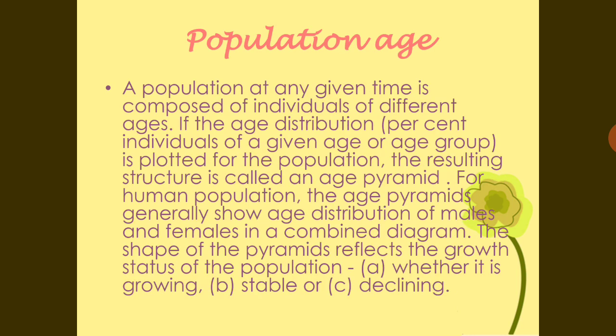The third one is the population age. A population at any given time is composed of individuals of different ages: pre-reproductive, reproductive, and post-reproductive. There are 3 stages of population age. An age pyramid is a graphic representation of the proportion of various age groups of a population of humans. Age pyramids generally show the age distribution of males and females in a combined diagram. The shape of this pyramid reflects the growth status of the population.